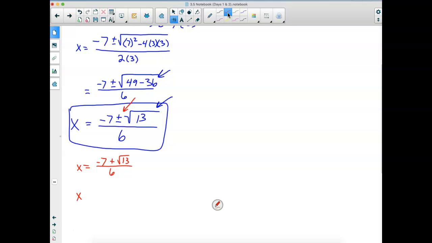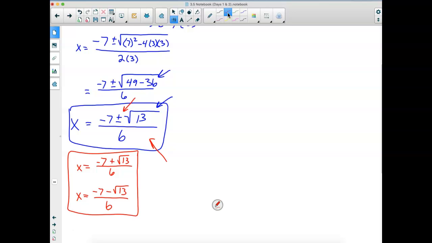And I also have x equals negative 7 minus the square root of 13, divided by 6. So there are 2 solutions. And if you ask me, Mr. Kruger, can I just write it like this with the plus or minus in it? Heck yeah, you can, okay?